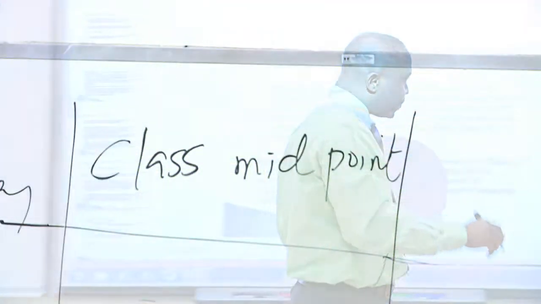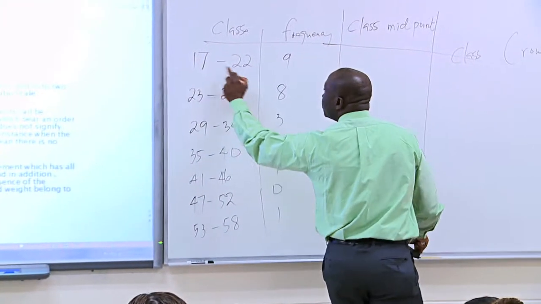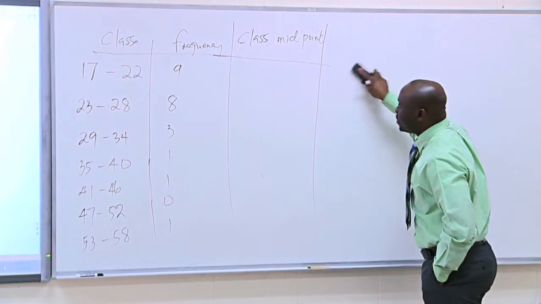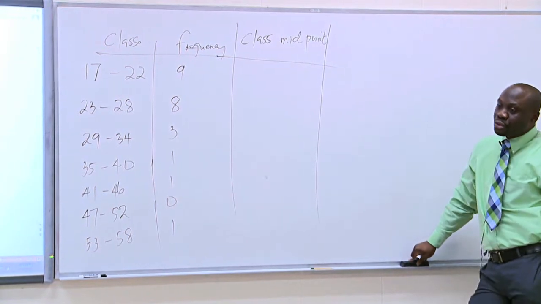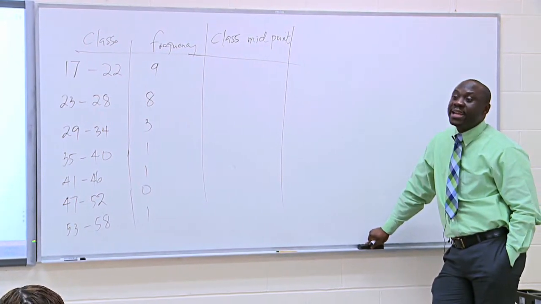But before we get to the histogram, there are some important things we want to talk about here. The first thing is what we call class midpoint. Now, for those of you who have started the homework, I believe you might have seen that. Class midpoint. Now, the class midpoint is the average of these two numbers, 17 and 22. That's the average. So you put the two together and divide by 2.